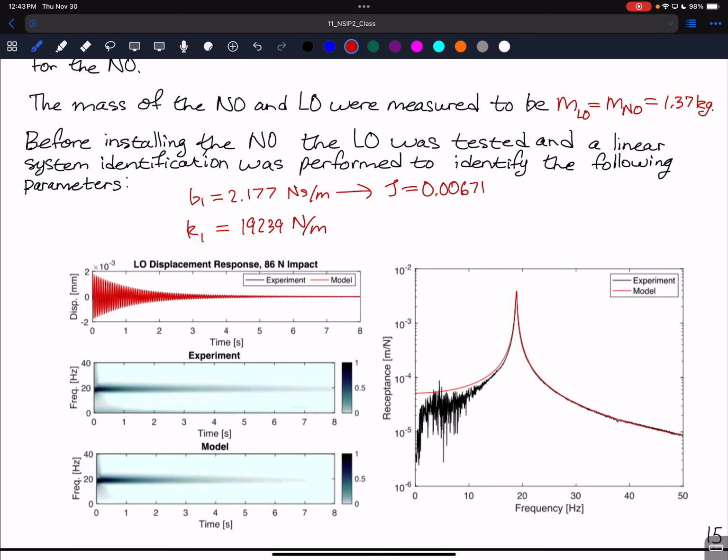And then the figure shown here, on the left, is a comparison of the transient response from the model for the LO and the experimental measurement for only the LO with no NO installed on it. The two wavelet transforms, and to the right is the Fourier spectrum, which is what we used to identify those parameters. And you can see the comparison between the model and the experiment, and in general the agreement is good, which it should be because it's just a linear harmonic oscillator.